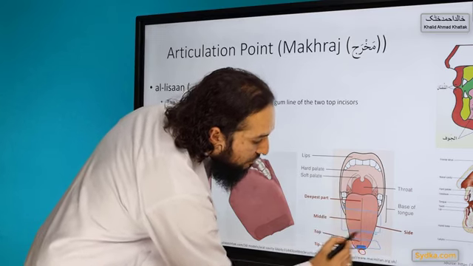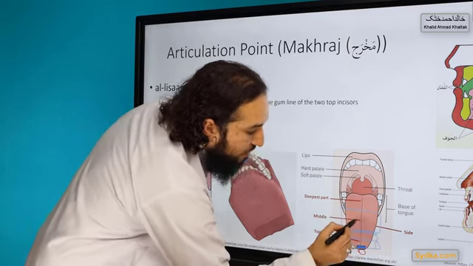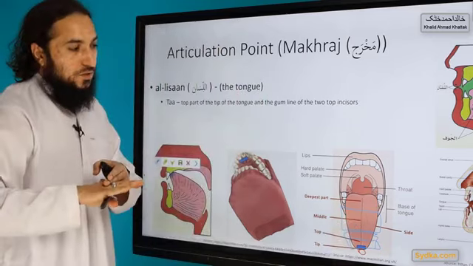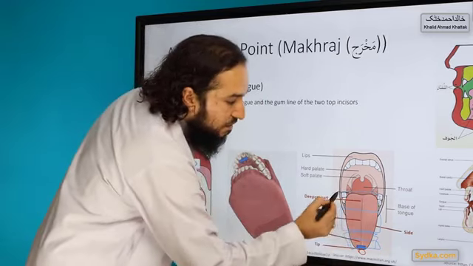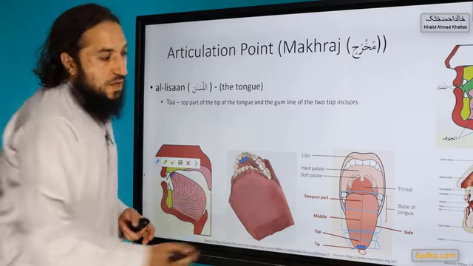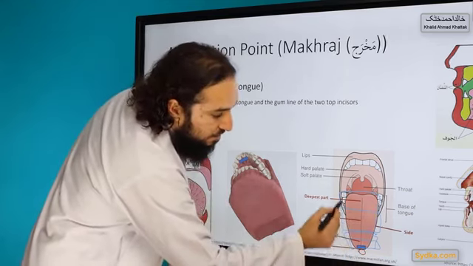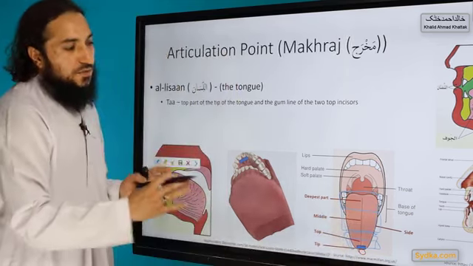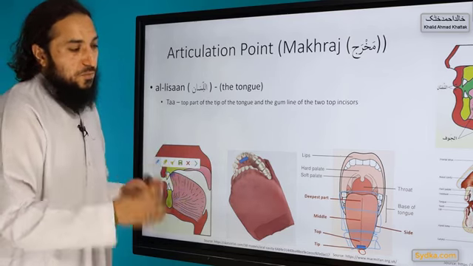Let's see, this is the tip of the tongue. This one is the middle part of the tongue, and this one is the deepest part of the tongue. And if you see, these are the sides. So we can divide the tongue into multiple parts.